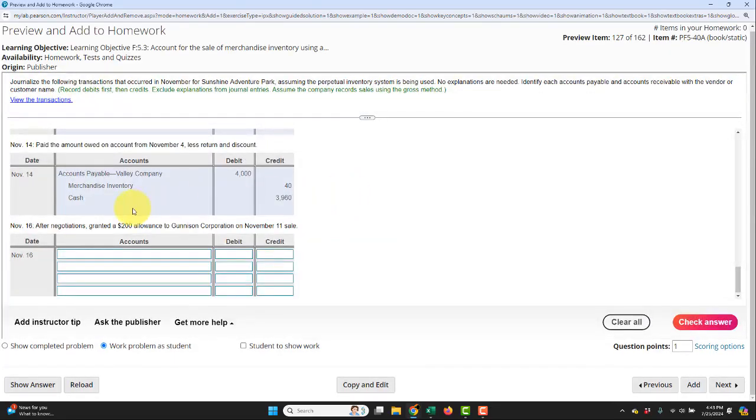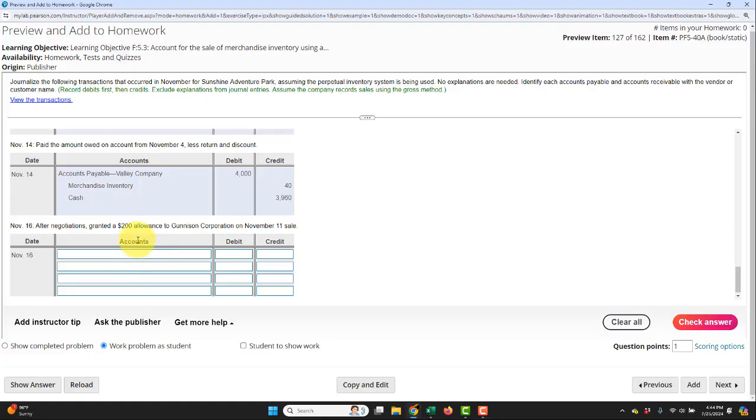Okay, so it looks like this Gunnison Corporation was not happy with some aspect of their purchase from our November 11th sale, so they want a $200 allowance. So we basically need to first make it so that they don't owe us as much as they did, because we're basically saying, hey, whatever you owed us, okay, we'll reduce that amount by 200.